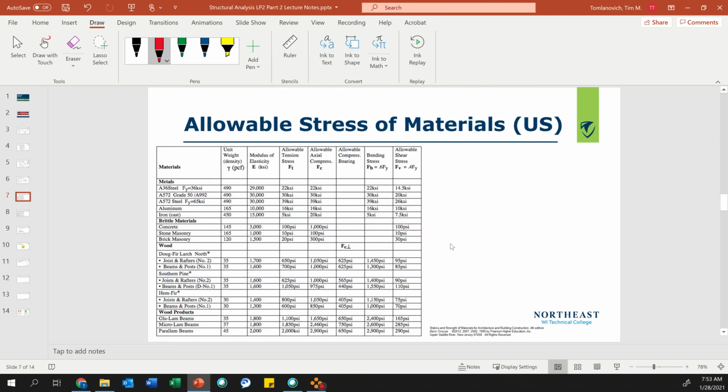So if you look at this table, this is in your book. You have different materials. On the left side, you have a unit weight, pounds per cubic foot. You have a modulus of elasticity. So here's wood. You have different moduli of elasticity. They actually test it. You have allowable tension stress, capital FT, allowable compressive stress, allowable compressive bearing. Okay, see this says perpendicular.